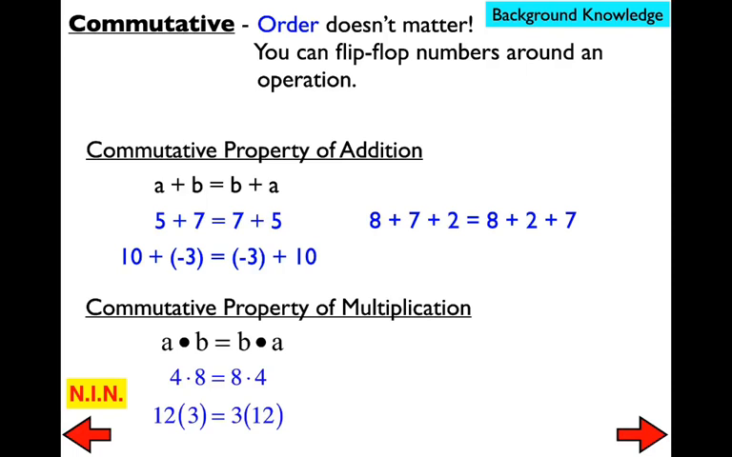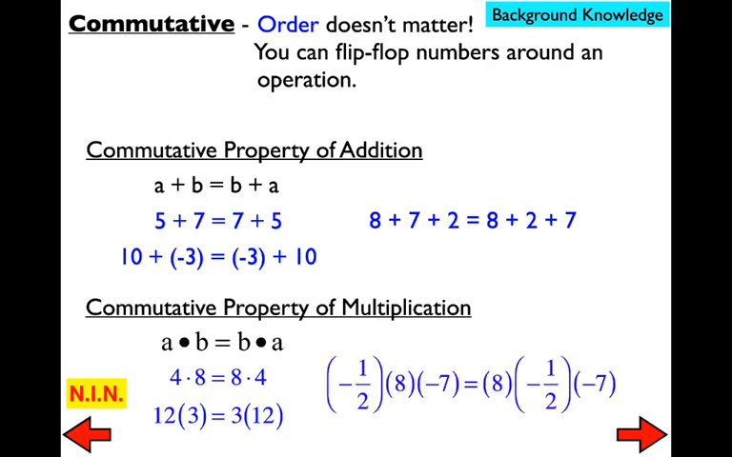Another example might be 12 times 3 is equal to 3 times 12. Or maybe negative 1/2 times 8 times negative 7. That is equivalent to 8 times negative 1/2 times negative 7. And in that third example, right here is where we are doing the flip-flopping. But it wouldn't matter. We're going to get the same answer. In fact, the answer on the left would be 28, and the answer on the right is also 28. And as we're going through these, at any point, if you're watching this screencast, that you need to slow down, just press pause, then press play when you are caught up.